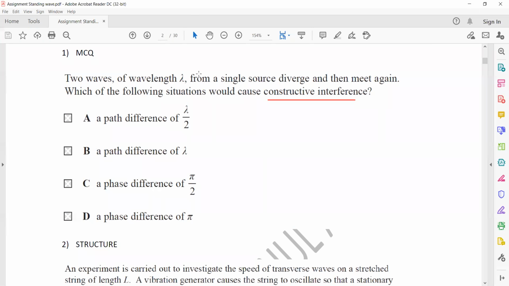So constructive interference will occur when the path difference is lambda, 2 lambda, 3 lambda, and so on, or we can say n lambda. And what about the phase difference? The phase difference for a constructive interference condition should be 0 or 2 pi.